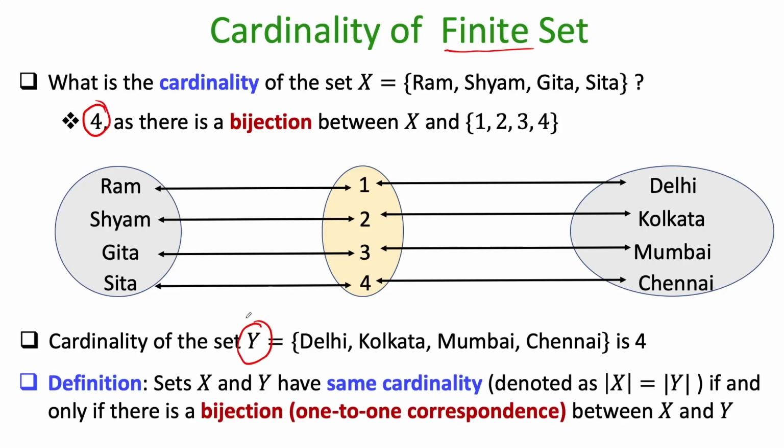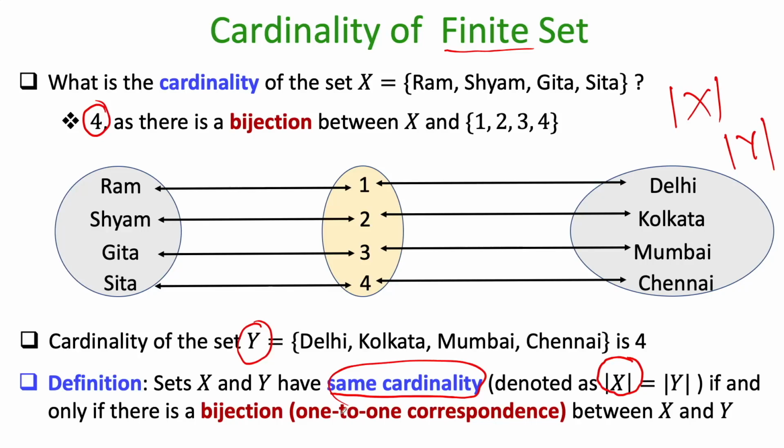So based on this example, we can formulate the following definition. We can say that two sets X and Y have the same cardinality, and for that we use this notation. Remember, this notation denotes the cardinality of X and this notation denotes the cardinality of Y. If the sets X and Y have the same cardinality, we use this notation that their cardinalities are equal. And when can we say that their cardinalities are the same? We can say that provided there is a bijection or 1-to-1 correspondence between the set X and the set Y.